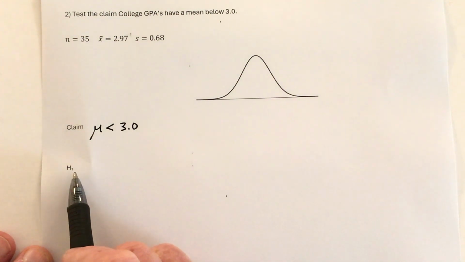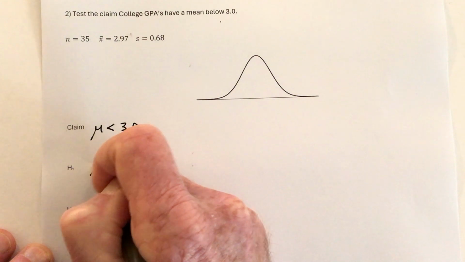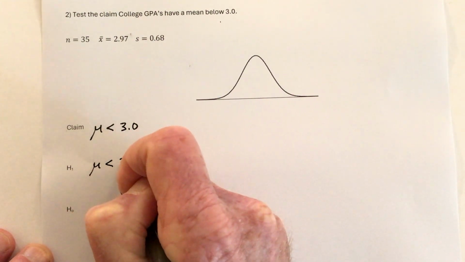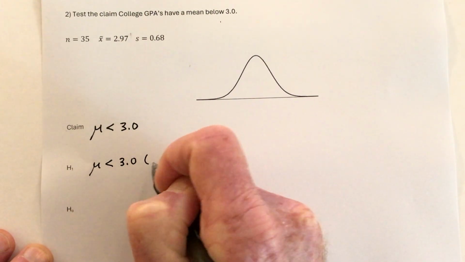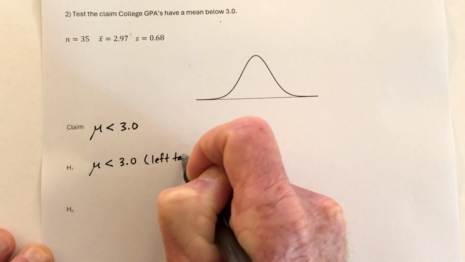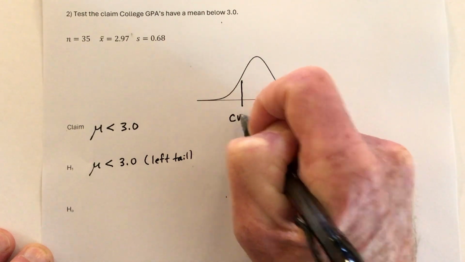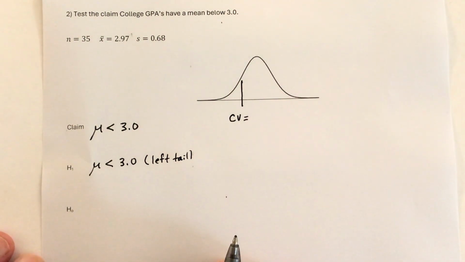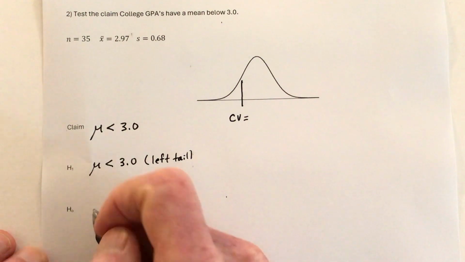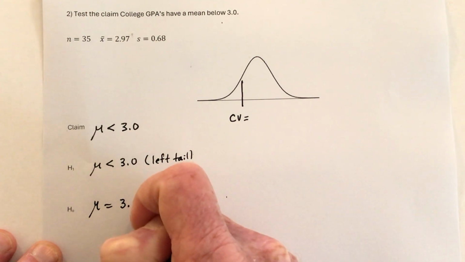And then H1 cannot have an equals. Well, this does not have an equals, so that means that it stays the same. And because that arrow is pointing to the left, that means that this is a left-tailed test. So we're only going to have a critical value over here on the left. And then H sub O always has equals.